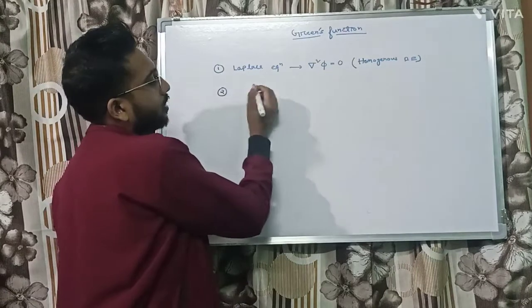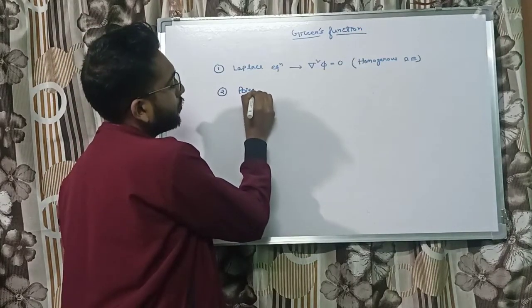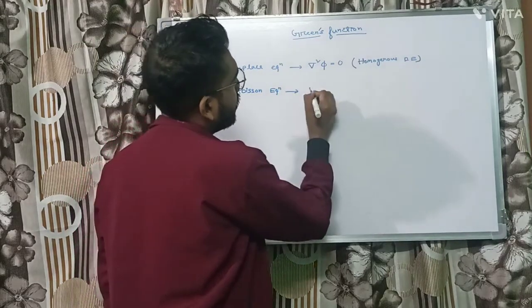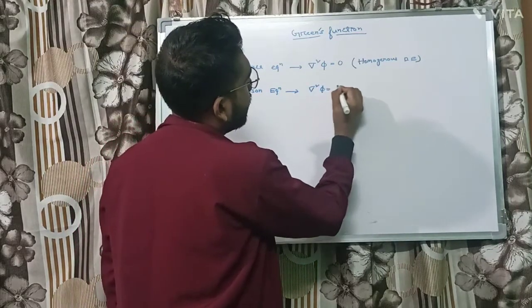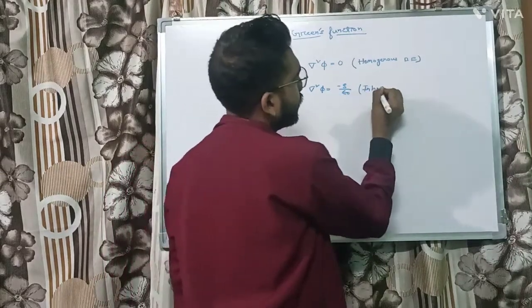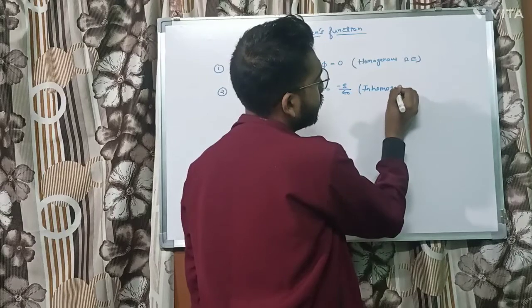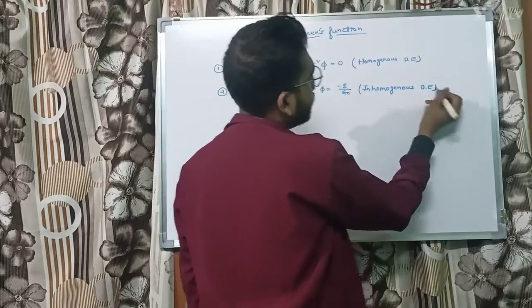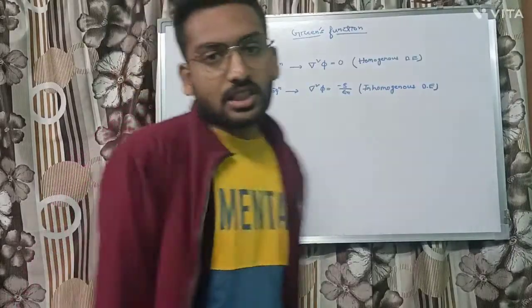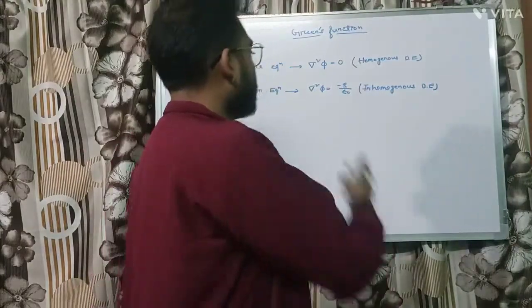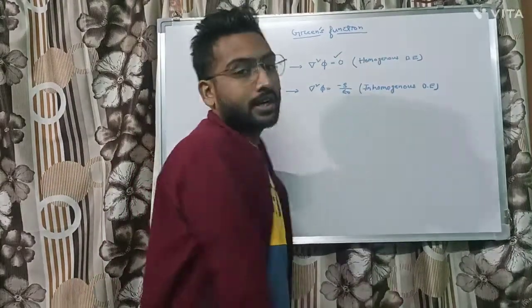Also, an example of an inhomogeneous differential equation is the Poisson's equation, which is given by del square phi equals minus sigma by epsilon naught, which is an example of an inhomogeneous differential equation. Using the Green's functions, we are going to solve these types of equations with certain boundary conditions which are available to us.